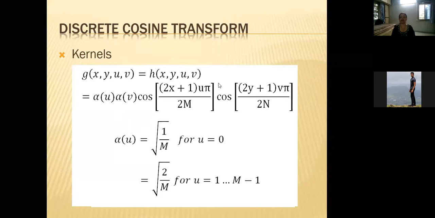Now tell me whether this kernel is separable. Please type your answer in the chat box. Is the kernel separable? Can you separate the u, x components from the v, y components?